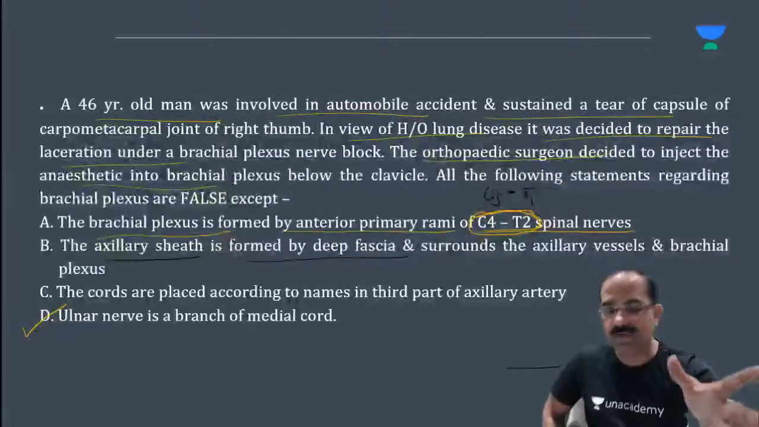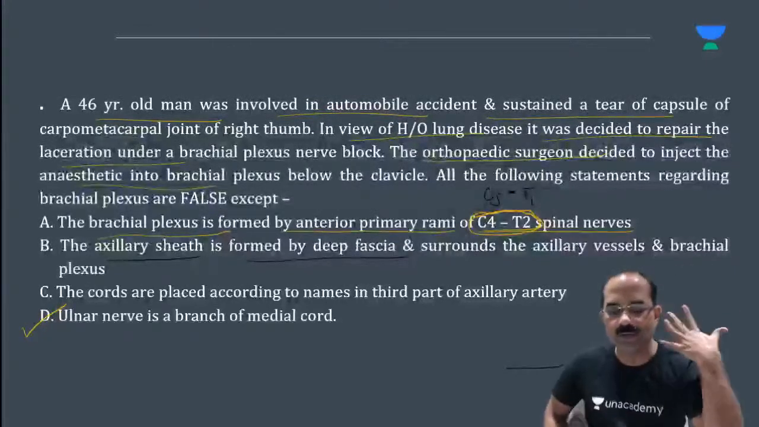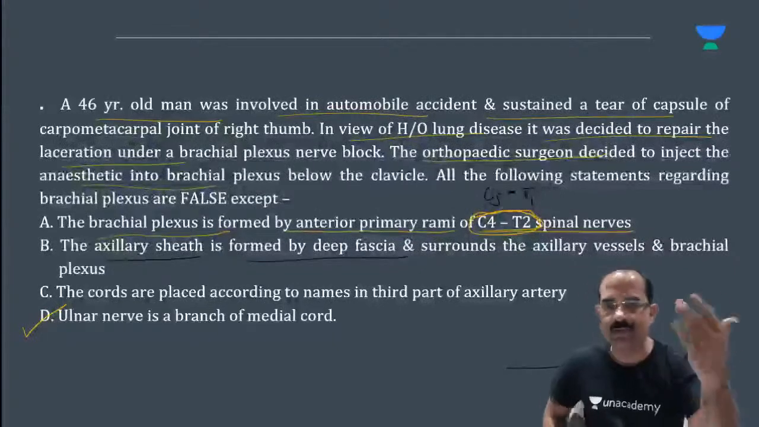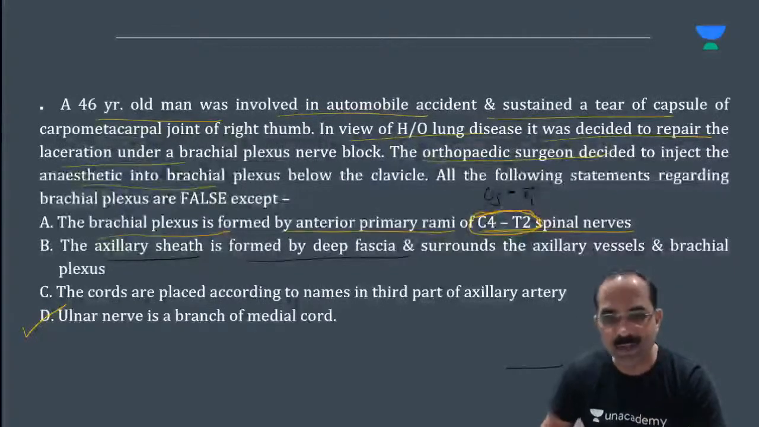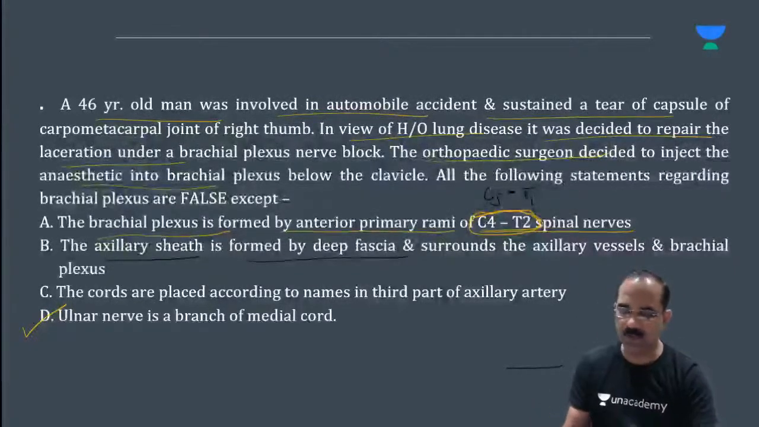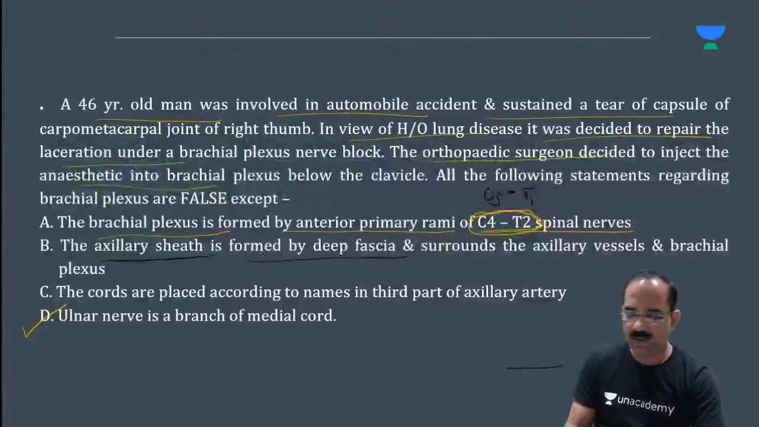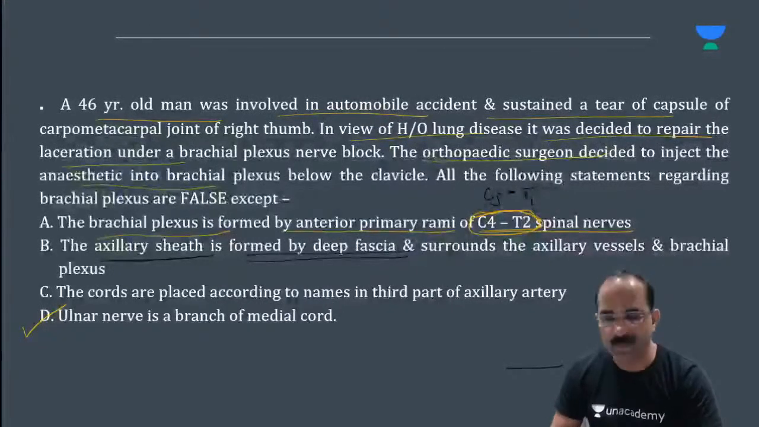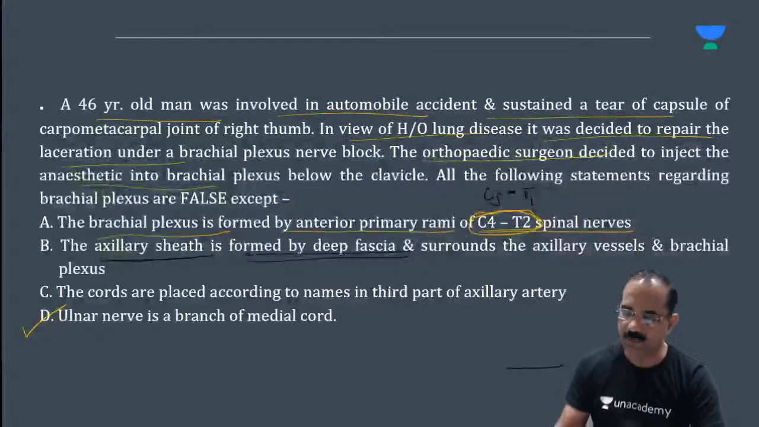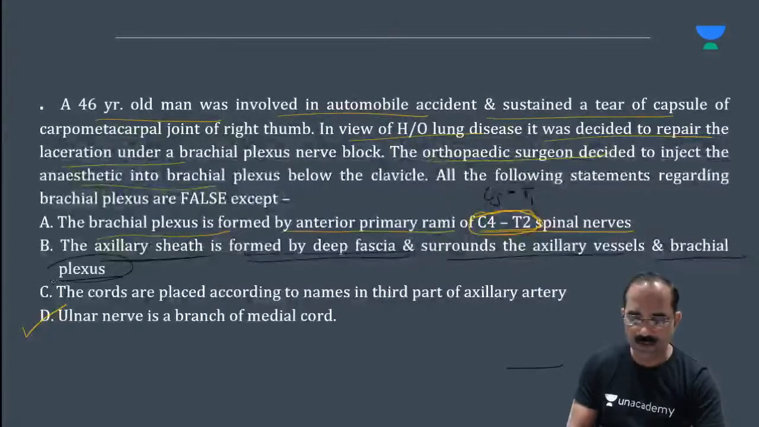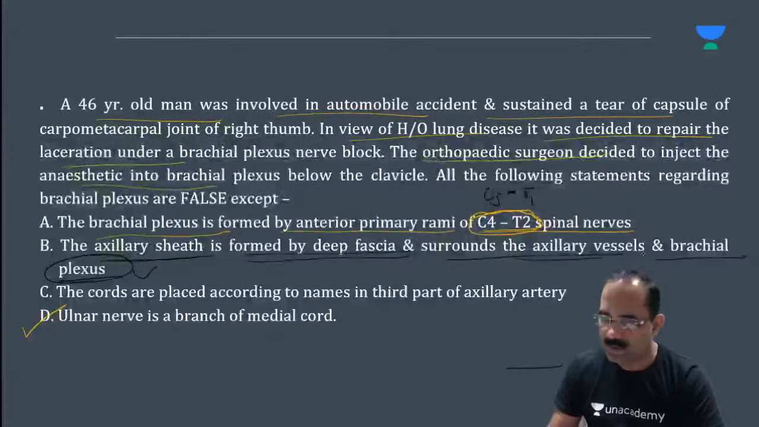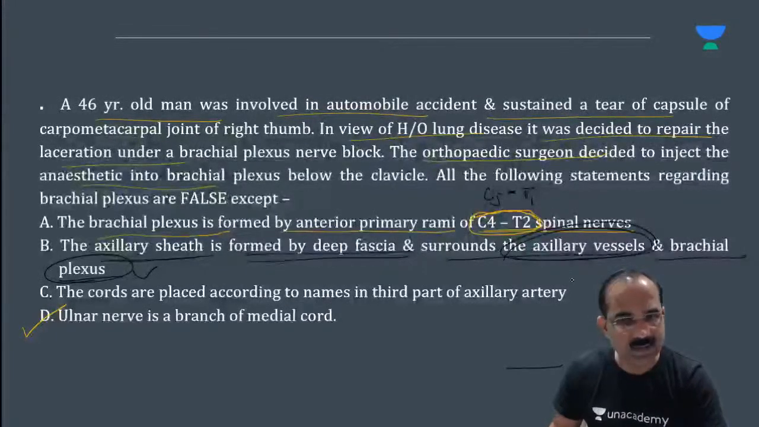Out of these three fascias, which is the fascia which continues as the axillary sheath? Yes, that's the prevertebral fascia. So the axillary sheath is formed by the deep fascia, that's the prevertebral fascia of the neck, and surrounds the axillary vessels and the brachial plexus. Surrounding the brachial plexus is correct, but does it surround the axillary vessels as such? Meaning the axillary artery and vein both?